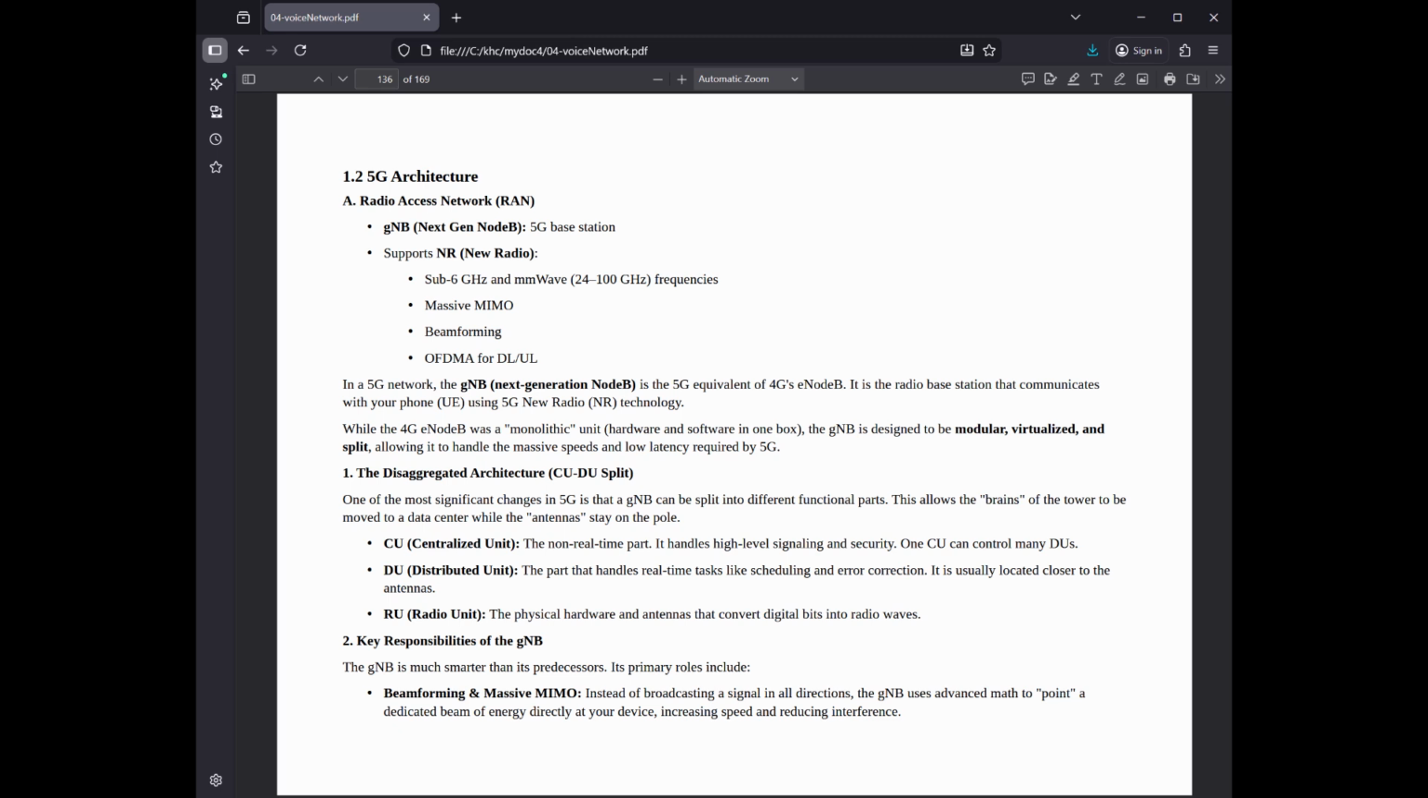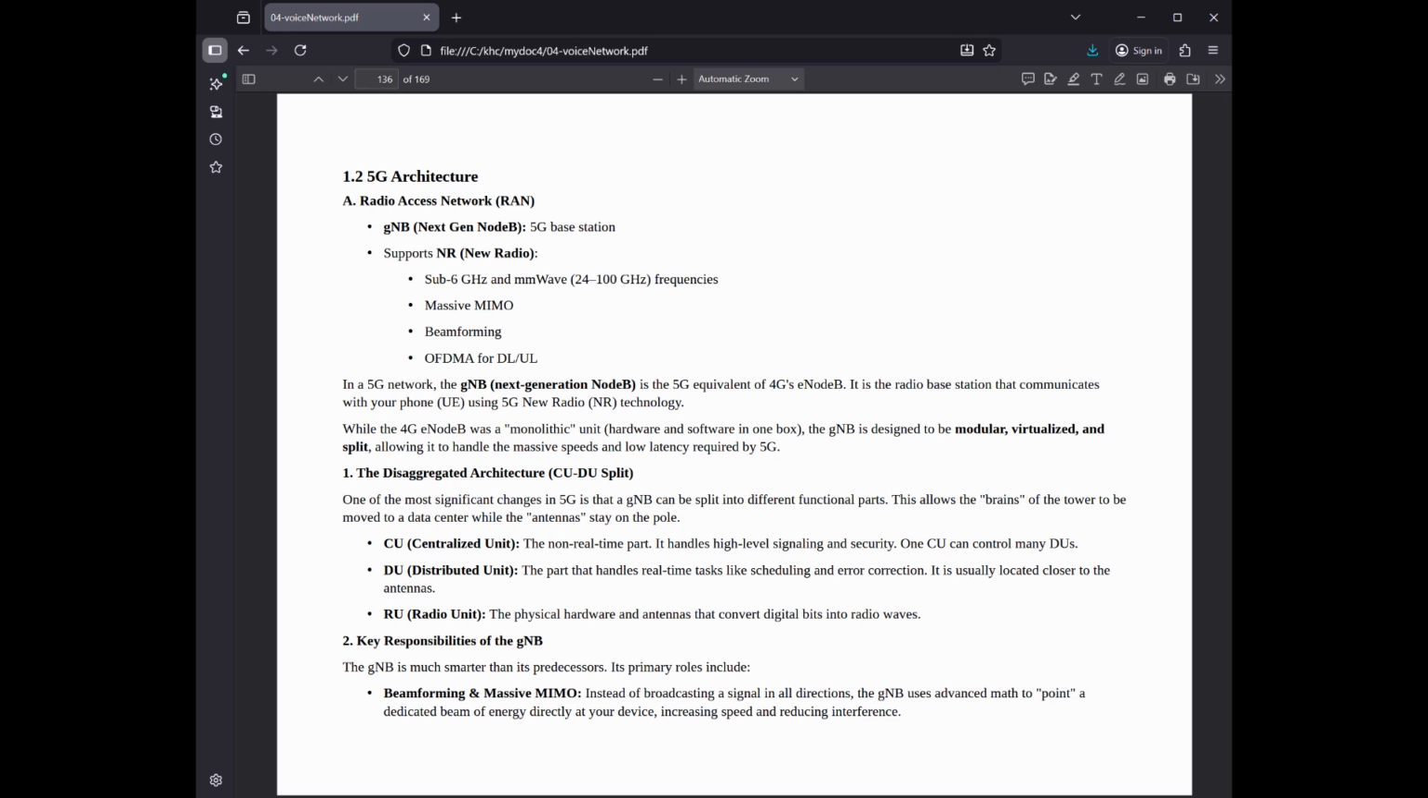1. The disaggregated architecture, CU-DU split. One of the most significant changes in 5G is that a gNB can be split into different functional parts. This allows the brains of the tower to be moved to a data center while the antennas stay on the pole. CU, centralized unit. The non-real-time part. It handles high-level signaling and security.